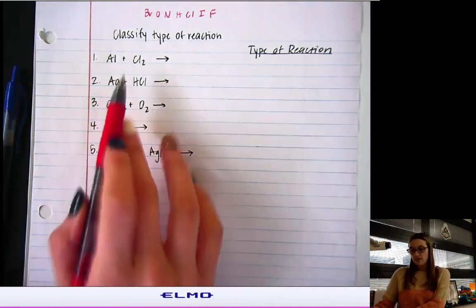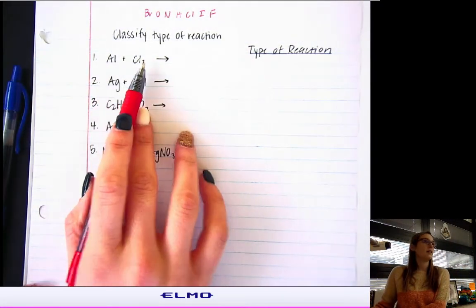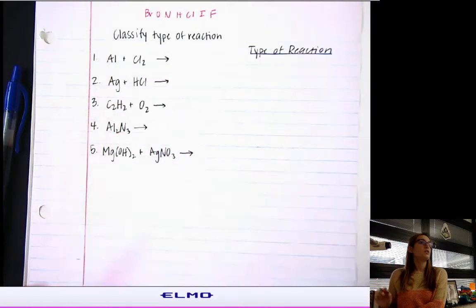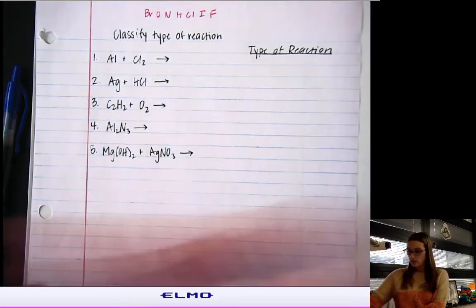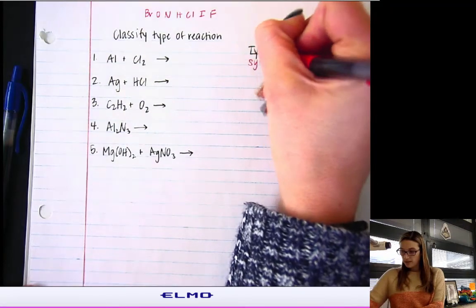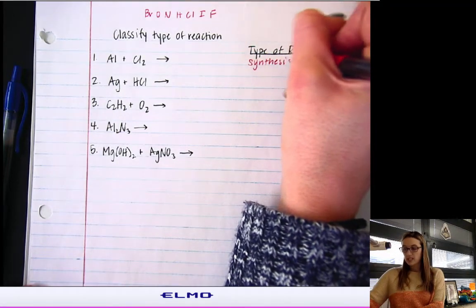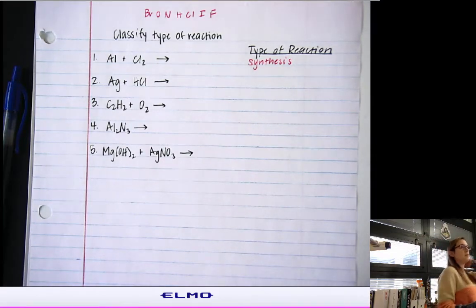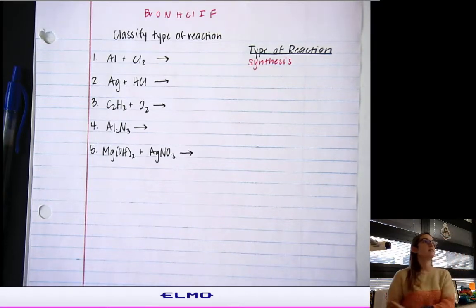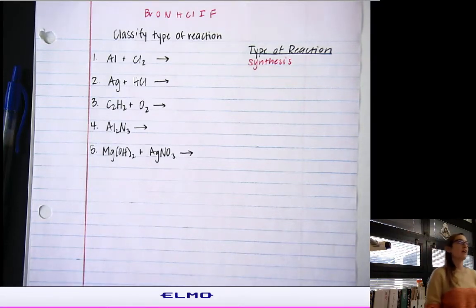So here you have a single element and a single element. The only thing that those 2 single elements can do is combine to form something new. So number 1 is synthesis. Now if you did combination instead, that's fine, right? Synthesis and combination are the same thing. That's when you have 2 elements combining to form one thing. Now we're not worrying about predicting the products yet. We'll look at that after we classify.